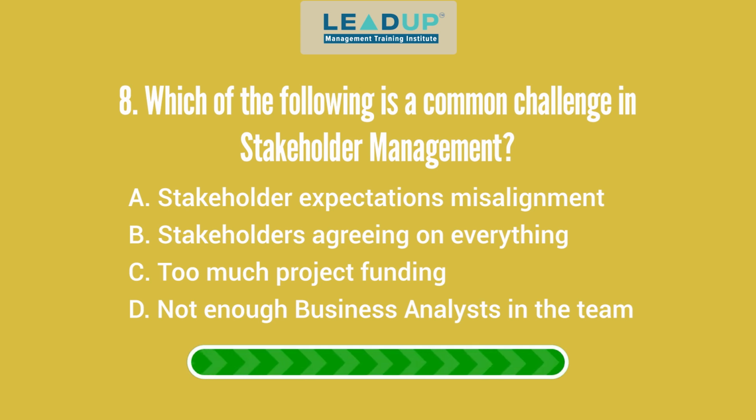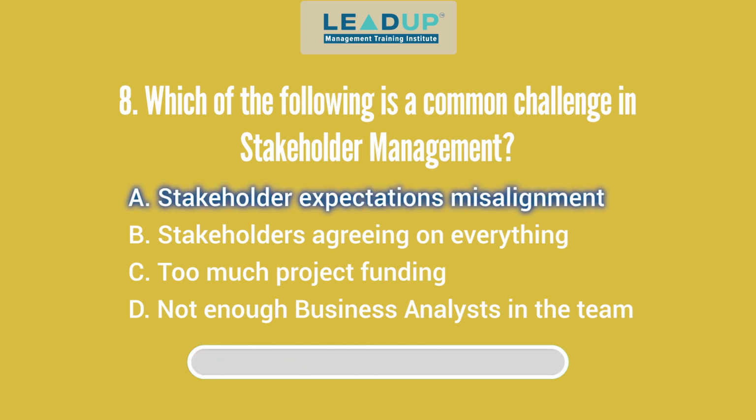Question 8. Which of the following is a common challenge in stakeholder management? A. Stakeholder expectations misalignment. B. Stakeholders agreeing on everything. C. Too much project funding. D. Not enough business analysts in the team. The answer is stakeholder expectations misalignment.